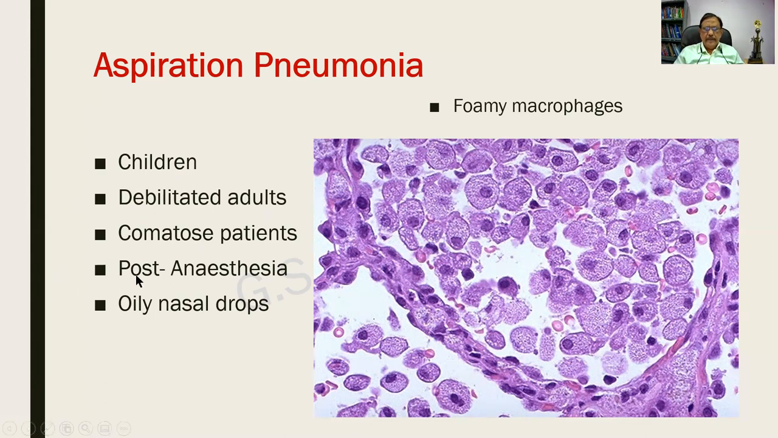Post anesthesia, when the patient has not completely recovered from the anesthesia, any oral feed can lead to aspiration pneumonia. And the last one is oily nasal drops. Nasal drops we do give for anything. Even the vitamin A and D drops can be oily. They can go to the lungs, leading to aspiration pneumonia. Not a great question, but if it is asked, if you write this much, it is far more than enough. And if you get an essay question on pneumonia, this has to be included.